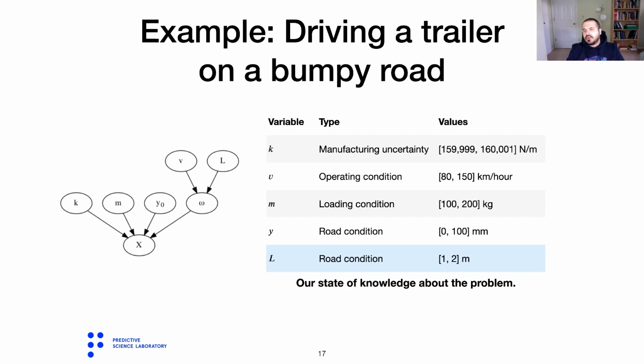So the spring constant, we know that's going to be between 159,999 Newton per meter up to 160,001 Newton per meter.